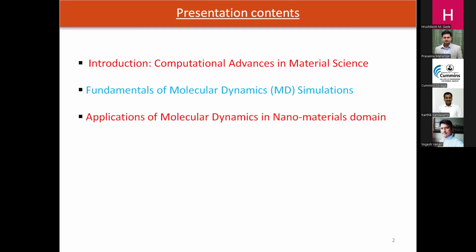Then certain applications of molecular dynamics in especially the nanomaterials domain. Molecular dynamics has wide application, like it is applicable in civil engineering, mechanical, chemical, biochemical, all materials development domains. So it's a very widely used domain, but specifically, I would be explaining the applications of molecular dynamics in the nanomaterials domain.